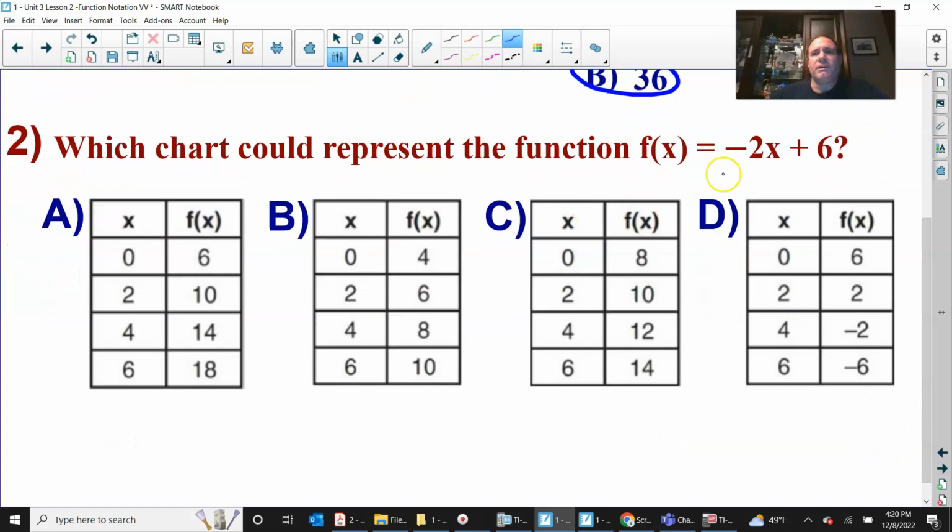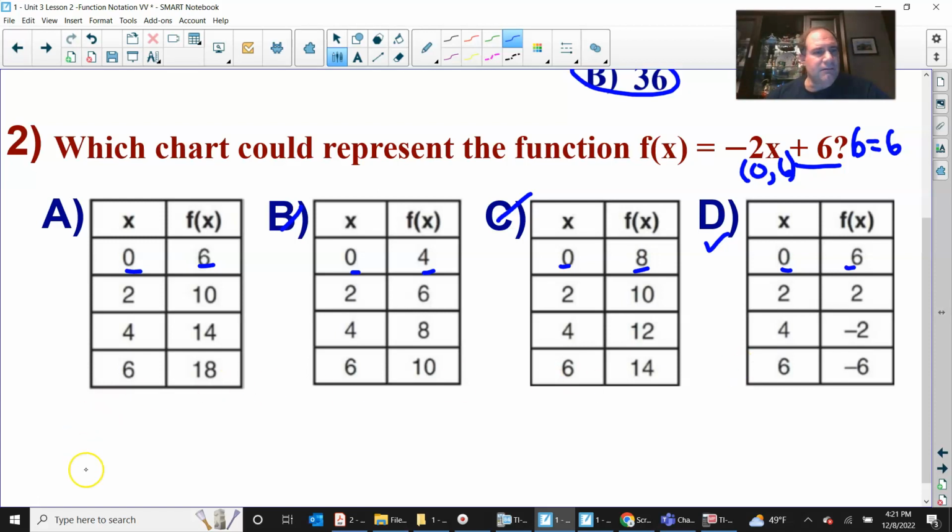Okay. Which chart could represent -2x plus 6? First off, this y-intercept is 6. So which 2 can you cancel out? If the y-intercept is 6, b equals 6. I'm not even using the calculator for this. So I know I have to have 0,6 in my table. I have 0,6 in this table, so this is good. I have 0,8 at this table, that's gone. 0,4 at this table, that's gone. 0,6 at this table, that's good.